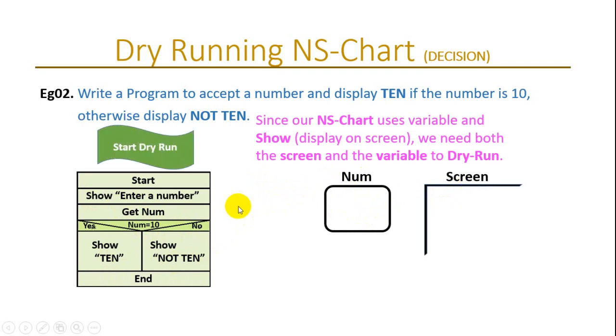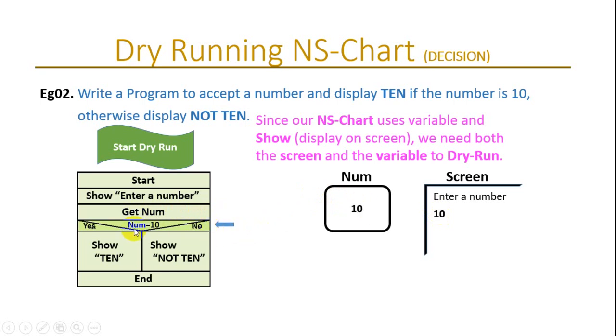Okay, so let's start the dry run. Start, that's the beginning. Then go to this, enter a number, comes on the screen. Then you go to the next line, it says get number. So the computer is waiting for the user to type some number and press enter, and that number will be taken by the variable num, as I told you earlier. Okay, so let's type 10 just to check it. So now this number 10 will be taken by this variable, so num will become 10.